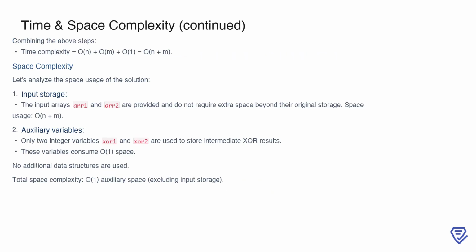Now, combining the time complexities of all the steps, we get O(n) for ARR1, O(m) for ARR2, and O(1) for the final computation. Adding these together gives us an overall time complexity of O(n plus m). Shifting to space complexity, the input arrays ARR1 and ARR2 are provided as input and do not require additional space beyond their original storage, which is O(n plus m). For auxiliary space, we only use two integer variables, XOR1 and XOR2, to store intermediate results. These variables consume constant space, O(1). No additional data structures are used, so the overall auxiliary space complexity is O(1), excluding the input storage.